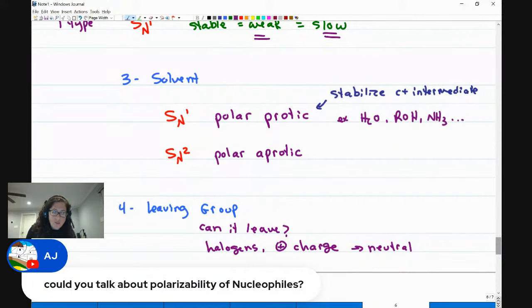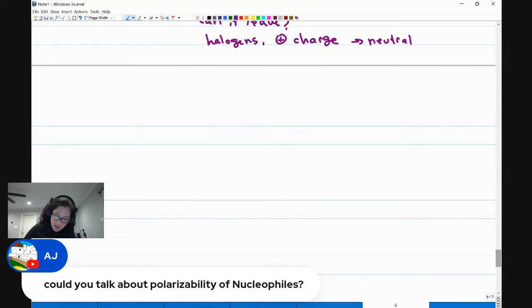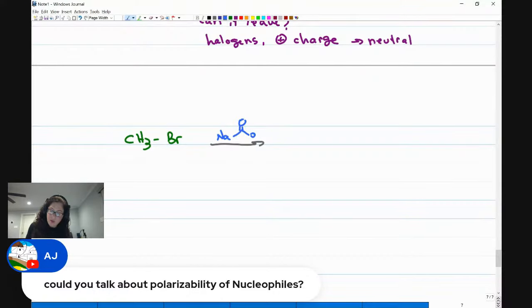Question: can you talk about the polarizability of a nucleophile? Yes. Let's do an example with that so you can see what we're talking about. If I have something like CH3Br and I choose to react it with sodium ethoxide, you can see it written like this. You're probably more likely to see it written like this, where the O minus is balanced by that Na.